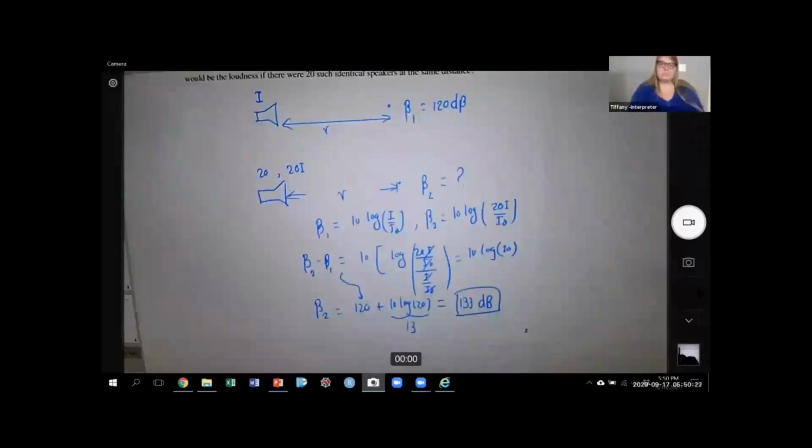Any question? Yeah, so why do you have to do beta 2 minus beta 1? Why can't you just solve for beta 2? So how do you solve for beta 2 directly?